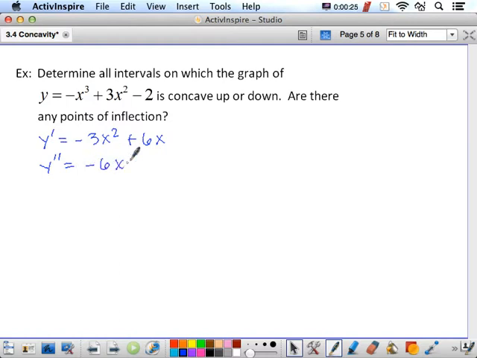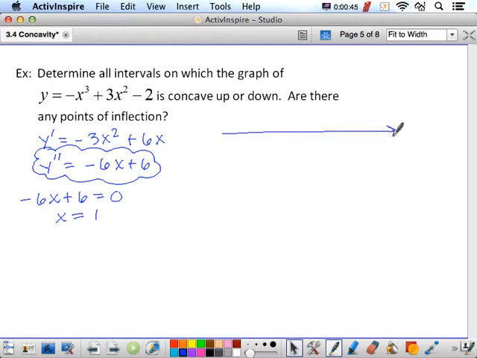Plus 6. So there's my second derivative. That's what I'll use for my test numbers, to see if they're positive or negative. Then I need to find the critical number, so we'll set that equal to 0. Did you guys get x equals positive 1? Yes? That's the only place where we'll break our number line. So we have positive 1.